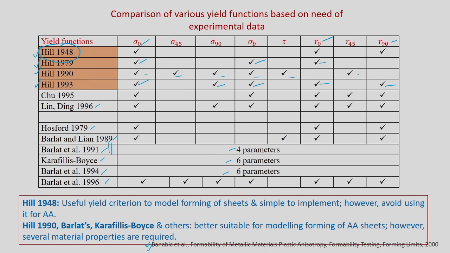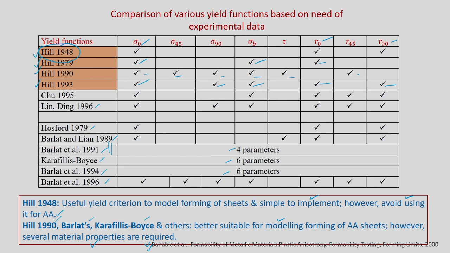Again, it is just a recommendation that Hill 1948 is a useful yield criterion to model forming of sheets and simple to implement because properties can be evaluated easily. However, avoid using it for aluminum alloy forming. For aluminum alloy, one can use the 1990 or Barlat's yield function, anyone, or KB's or others, whatever is available and better suited for modeling aluminum alloys. However, several material properties are required. So you have to be a little careful which one to use to predict what.